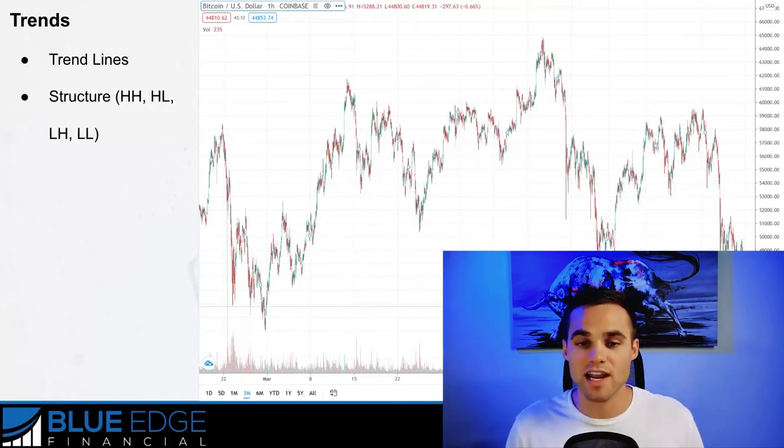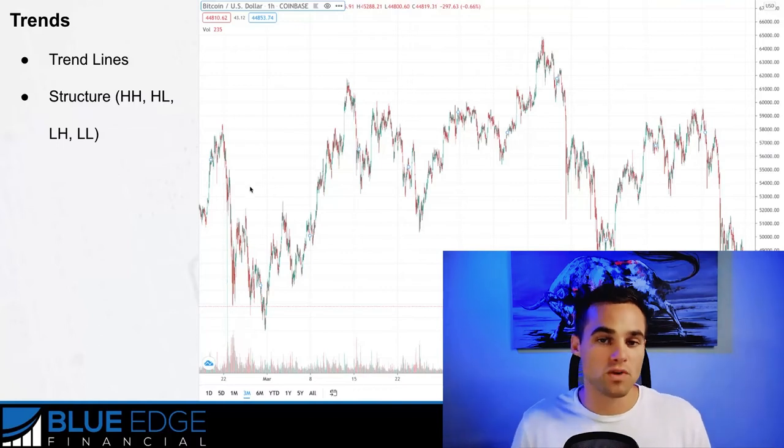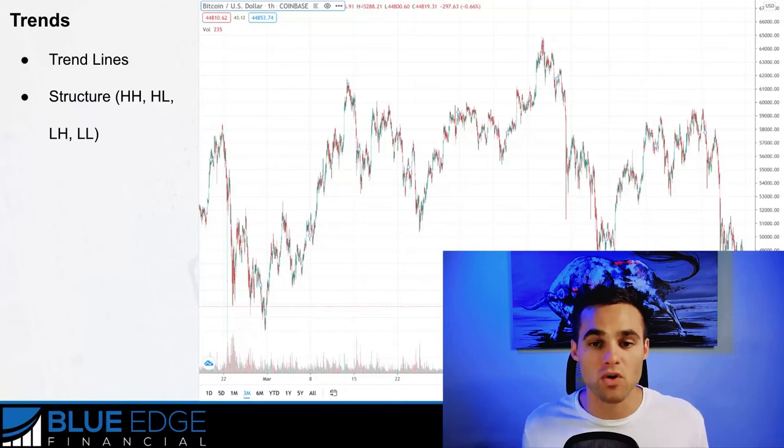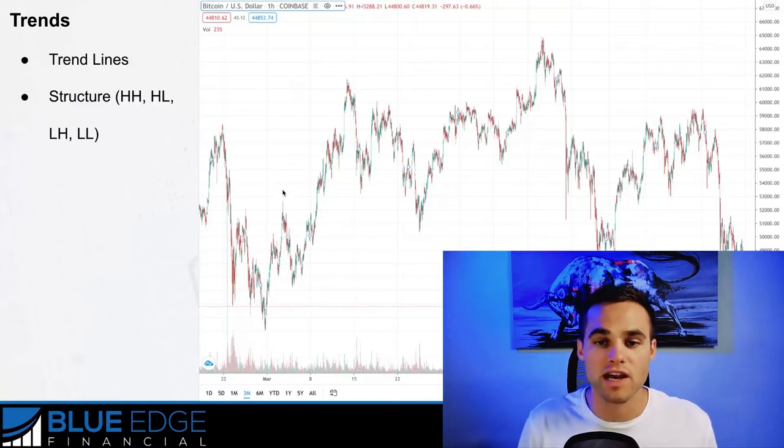The next way that you can identify trends is by what's called structure. Generally, in a trend, you're going to see something called higher highs and higher lows in an uptrend. And in a downtrend, you're going to see lower highs and lower lows. So let's dive into the chart and take a look at what this actually means.